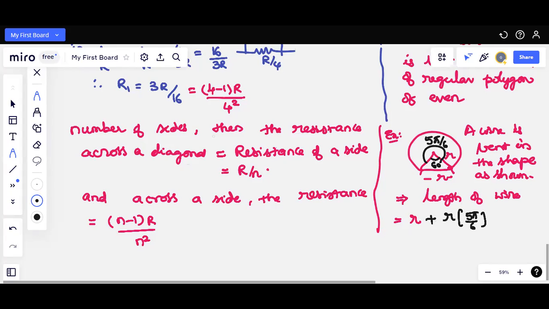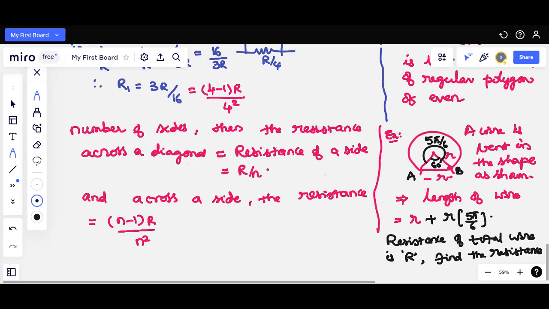Now I am leaving the question to you. You have to solve it. If these 2 points are A and B, the resistance of the full wire, here the question is: the resistance of the total wire is R, find the resistance between A and B. Can you do it, Nana? Will 5/6 150 come?